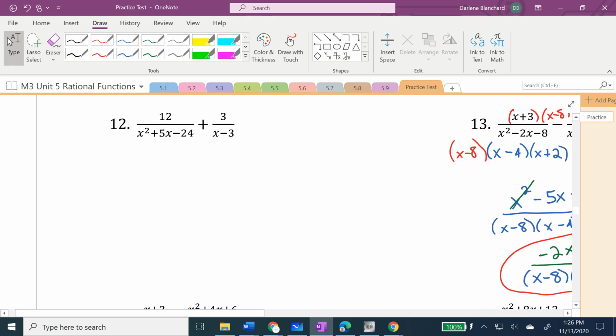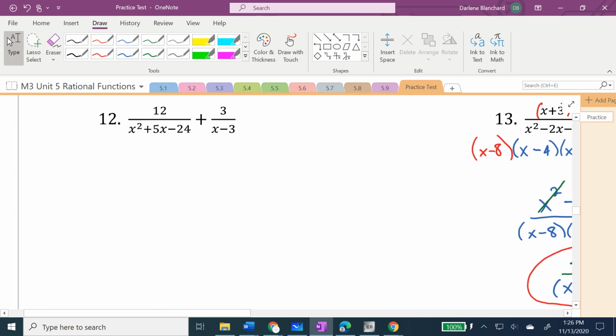So adding, subtracting, it's the thing that requires you to do that common denominator. So you want to really get set in your head that in order to add or subtract fractions, you have to have the same denominator. You want to factor any quadratic denominators. So how does x squared plus 5x minus 24 factor?